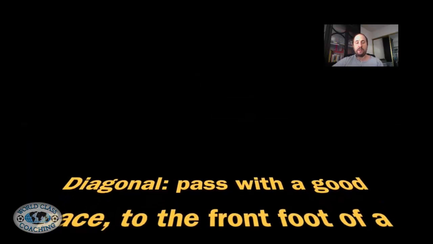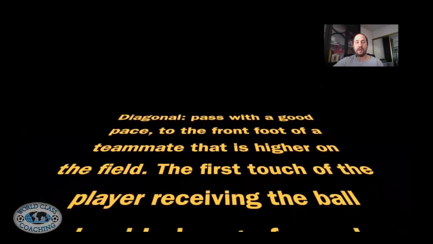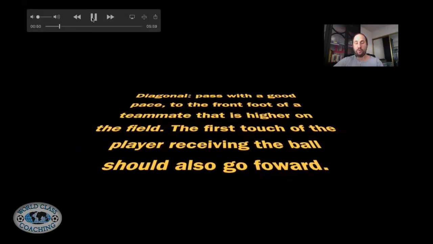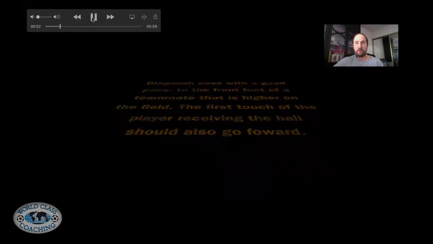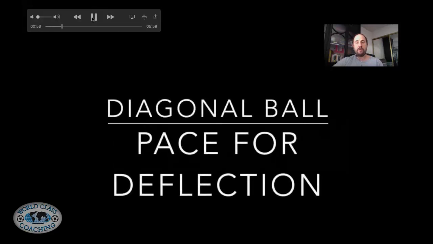So our definition is that the diagonal ball is a pass with a good pace to the front foot of a teammate that's higher on the field. And then the first touch of the player receiving the ball should also go forward. So those are some of the characteristics, but let's break it down and give you all the information about this pass. So the pace for deflection, that's crucial.